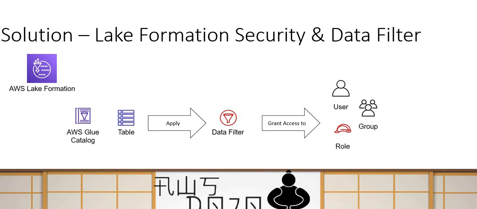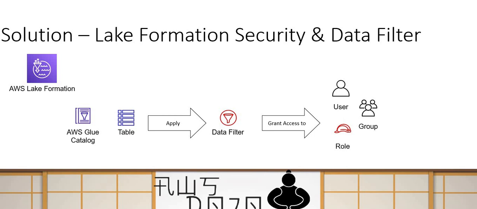So it's a pretty straightforward process. First, you need to have your data cataloged using Glue Catalog, and then you simply create data filters in Lake Formation to define your row and column level security. Finally, you use AWS Lake Formation based security to grant access to this table using these data filters for different user groups and roles as the requirement demands.